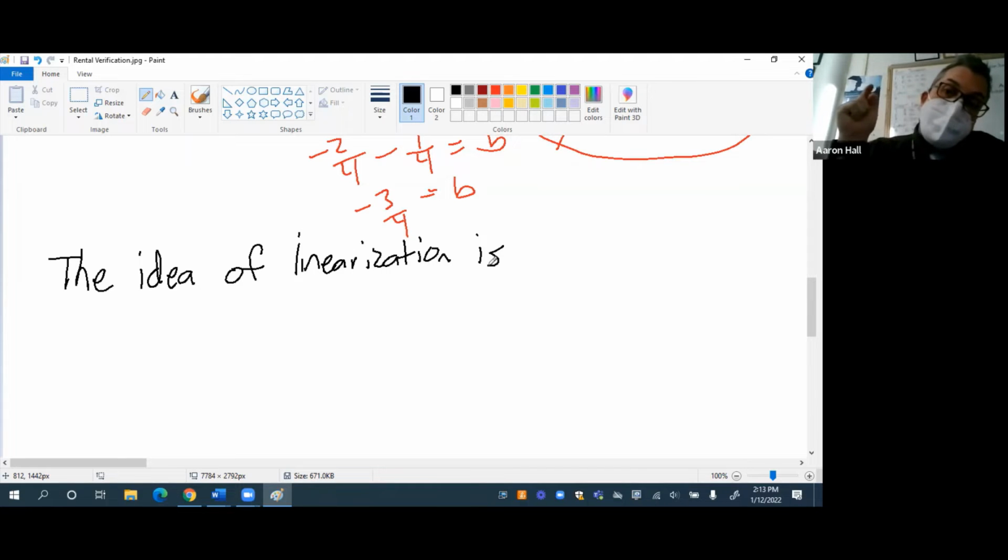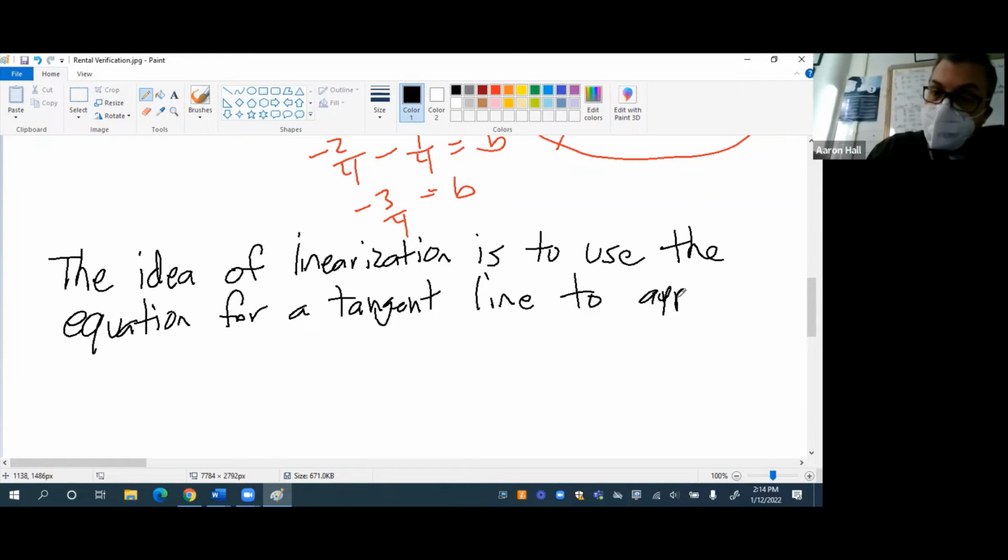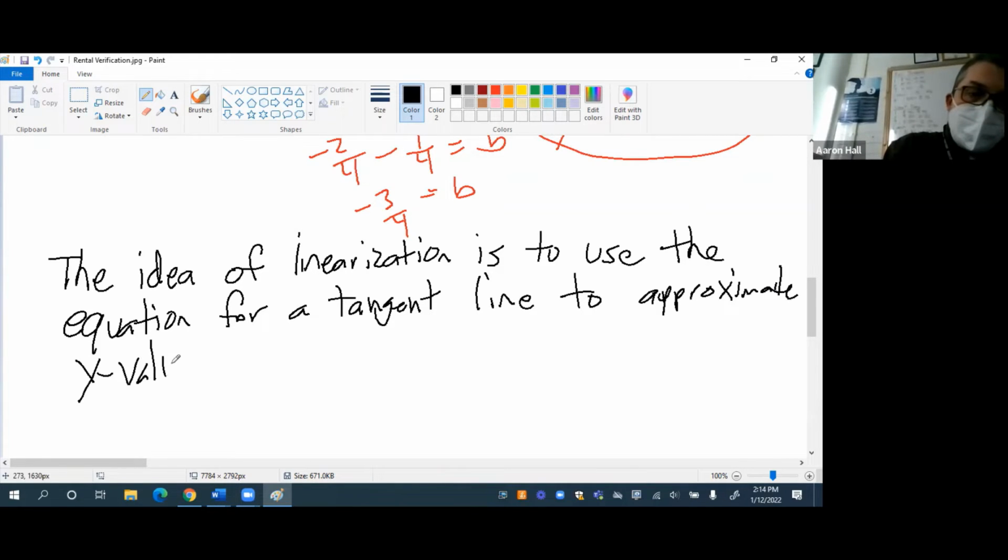Is using the equation for a tangent line to approximate y values on our curved function, on our original function.